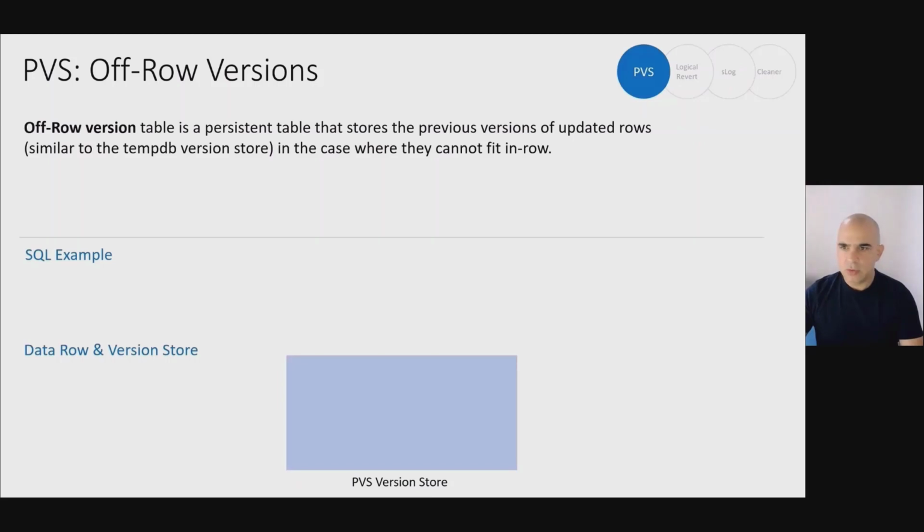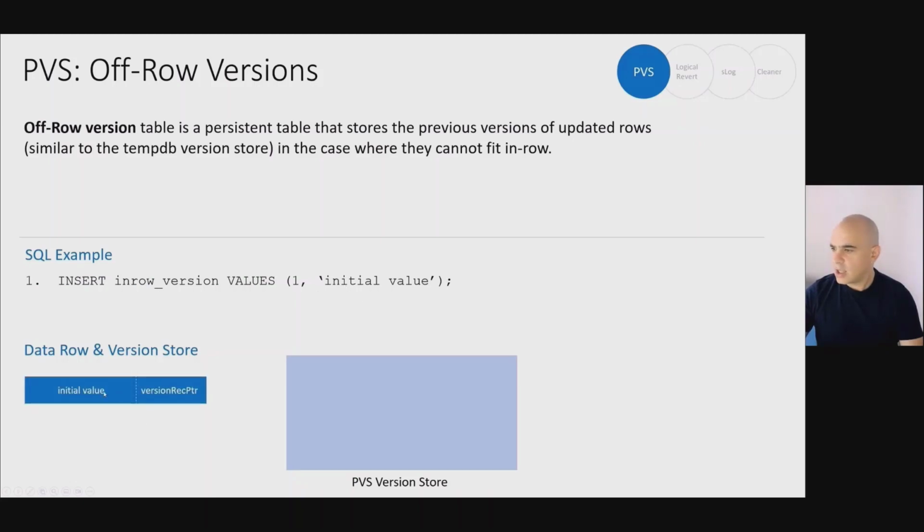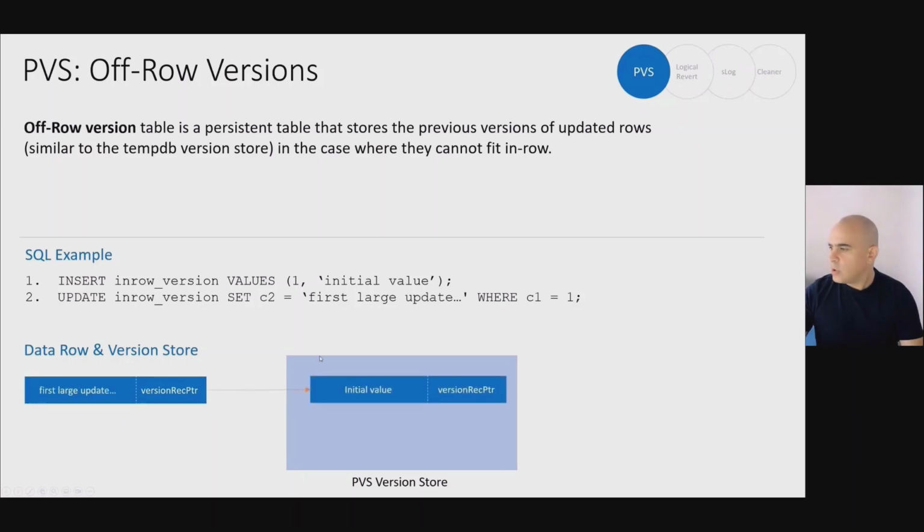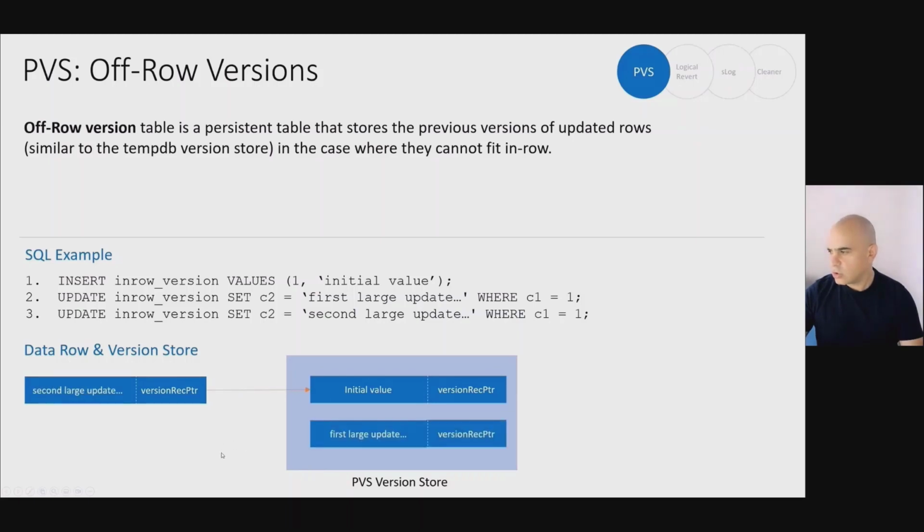And here's an example to better understand how that looks. Let's assume there is an insert, the initial value. This is how the data row looks. Then we update with a large update, and we push that version into the PVS version store. And if there is another update, we push that version into PVS as well, and we link those versions.